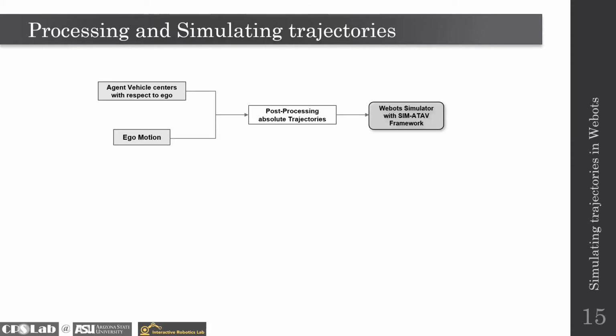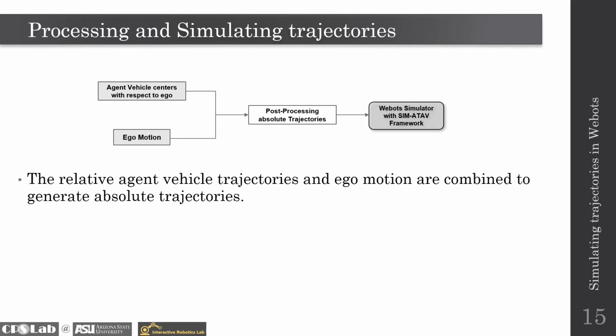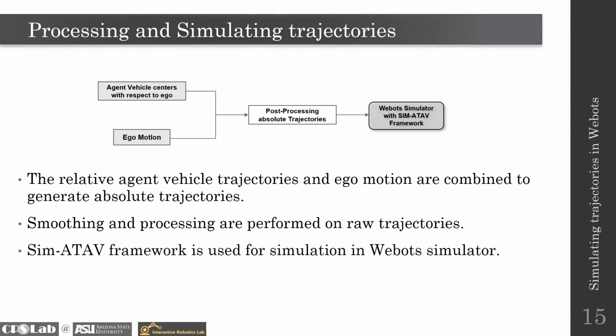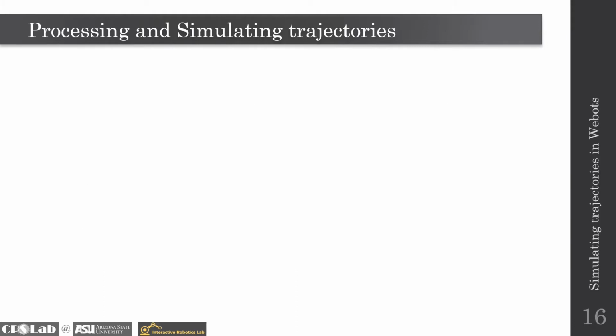In the second stage of the framework, we combine the relative agent vehicle trajectories with the extracted ego motion to generate raw absolute vehicle trajectories. These raw trajectories are pretty noisy and need to be processed before sending them into a simulator. We use the existing SimATAV framework to generate the simulations in a VBOTS simulator.